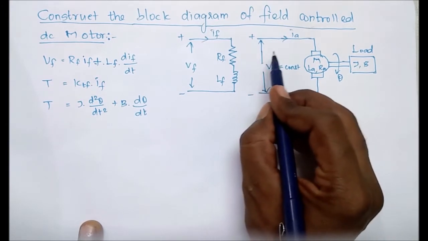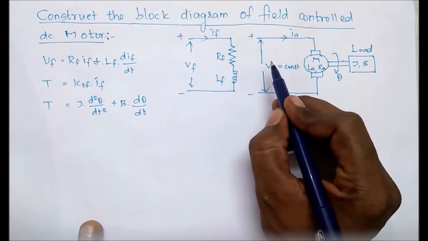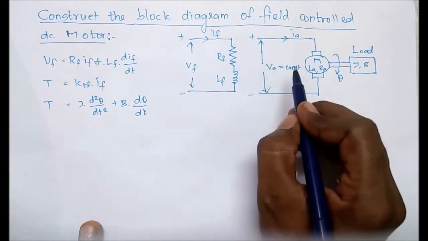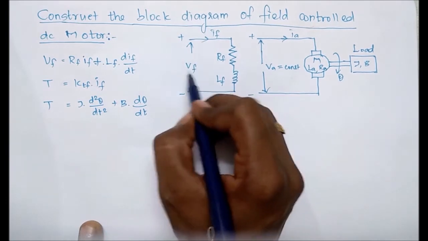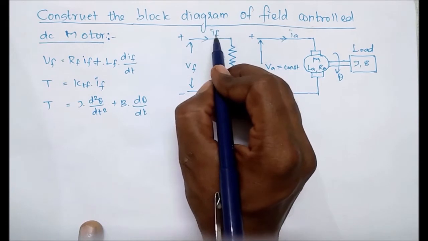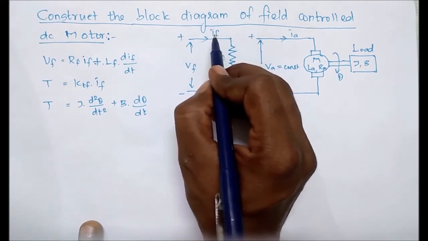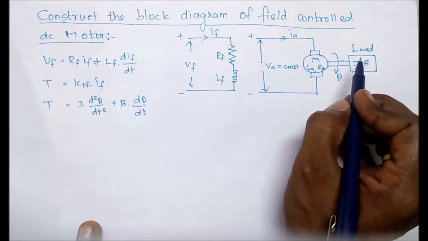Now we are going to consider the armature voltage as constant. Therefore, we are not going to consider this armature part. We are going to consider only this field part. We are going to vary the field voltage, due to which it will produce the field current. Due to this field current, torque is developed in the motor. That torque is applied to this load.